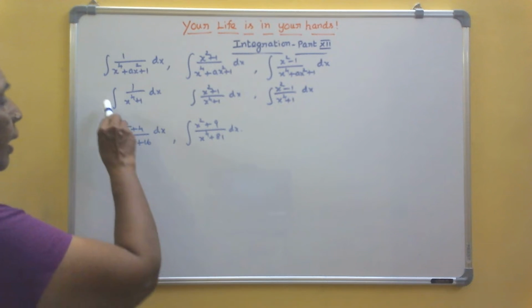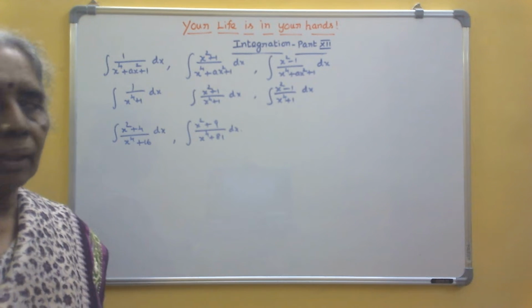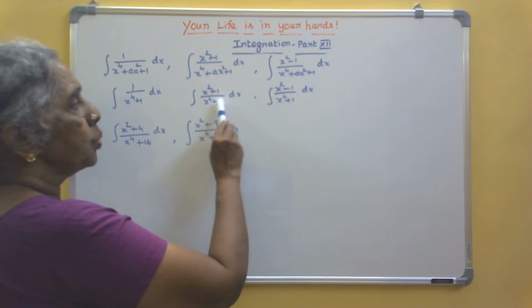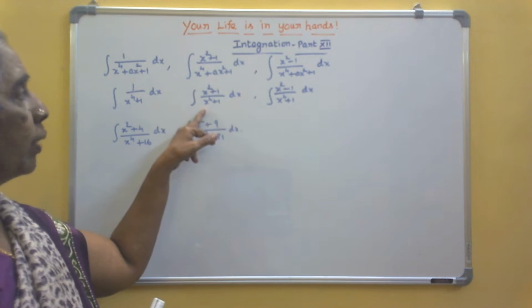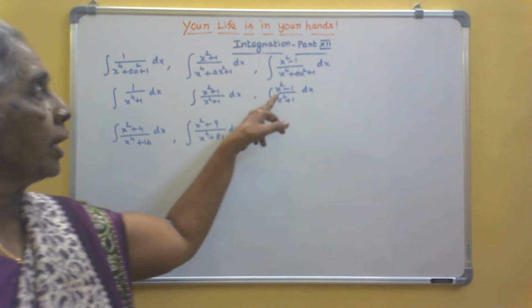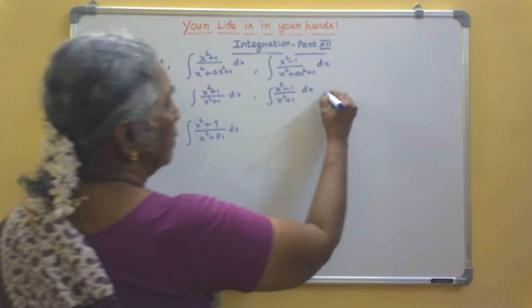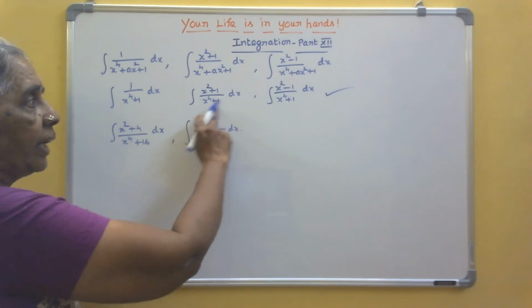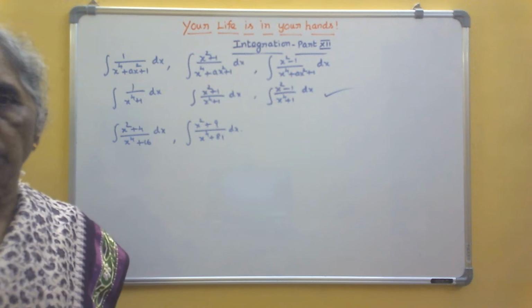Now, I have done this sum, 1 by x power 4 plus 1. In that, we got these two as two parts, that is I1 and I2. You got x squared plus 1 by x power 4 plus 1, and x squared minus 1 by x power 4 plus 1. So, you know this, isn't it? If they give you separately, you know how to do. If they give like this also, you know how to do.